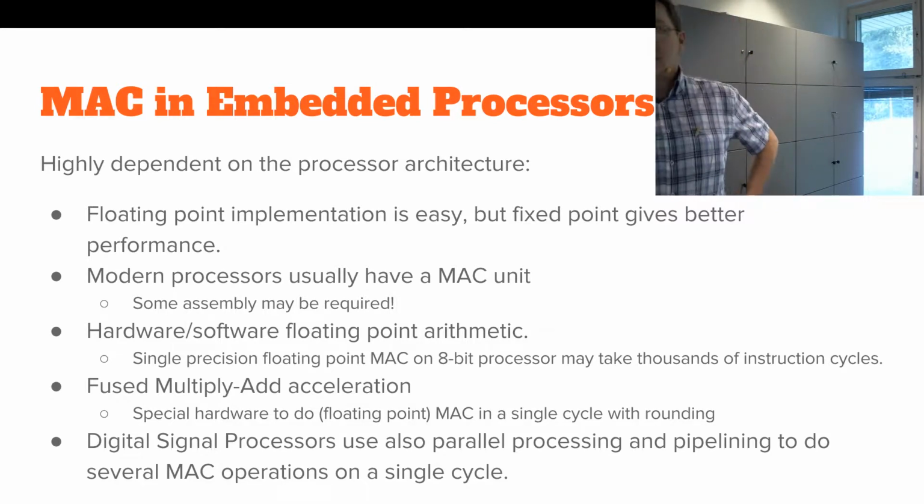How these MAC operations are done depends highly on the processor architecture. So a floating point implementation would be easy from the design point of view, but usually the fixed point gives better performance per energy.